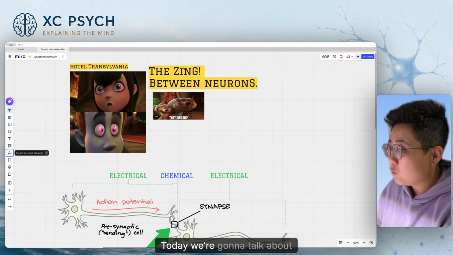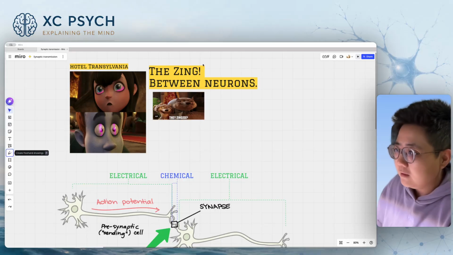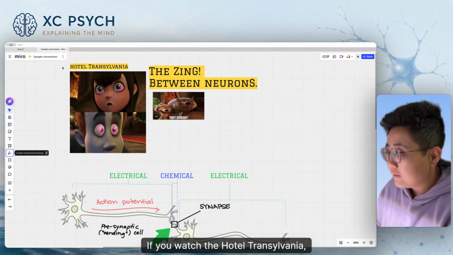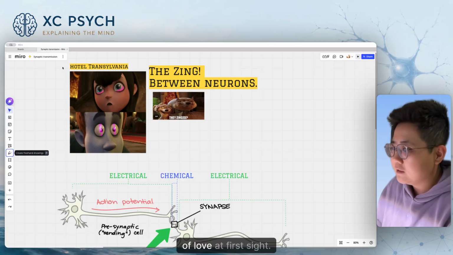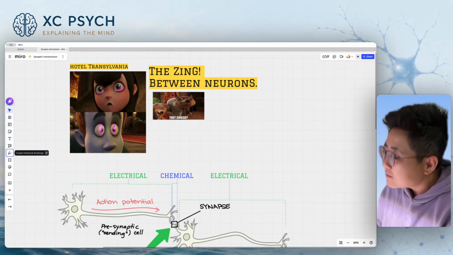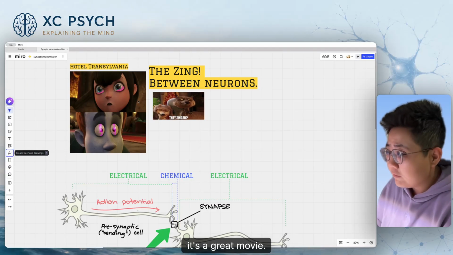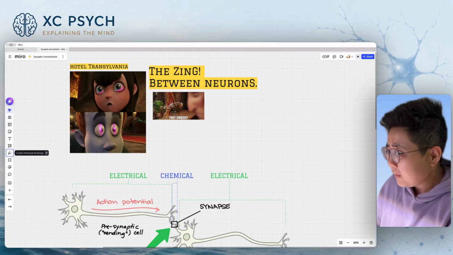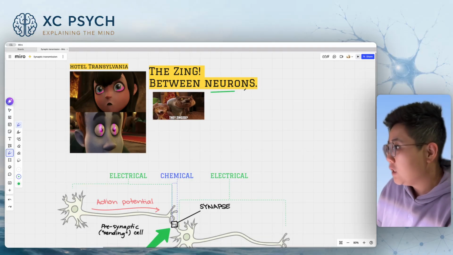Hello, hello. Today we're going to talk about the Zane. If you watch Hotel Transylvania, the Zane is a moment of love at first sight. Just look at this GIF here. If you haven't watched it, it's a great movie. I highly recommend it. And so we're going to talk about the Zane between neurons.